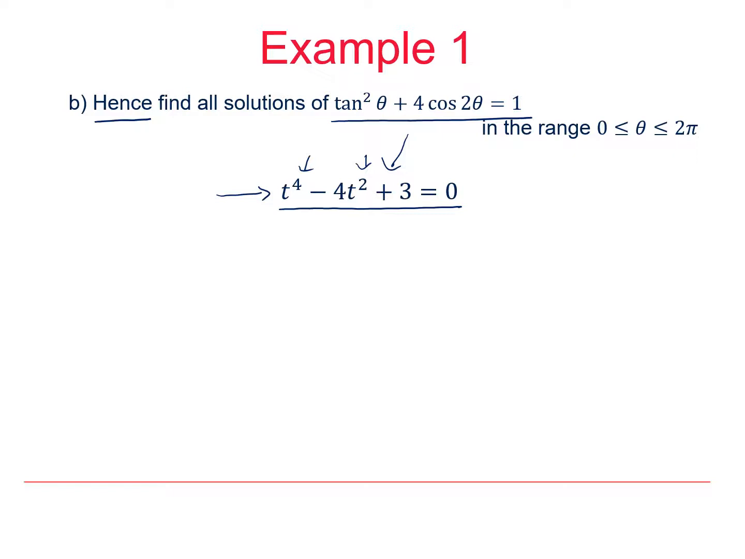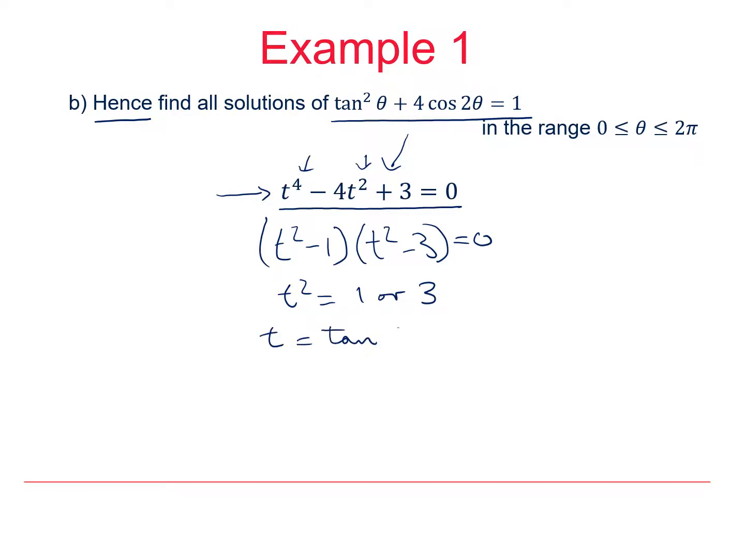Sum of two numbers is minus 4, product of two numbers 3, that's going to be negative 3 and negative 1, so t squared minus 1, t squared minus 3 equals 0. So t squared equals 1 or 3. T, which is tan theta, equals plus or minus 1 or plus or minus root 3.